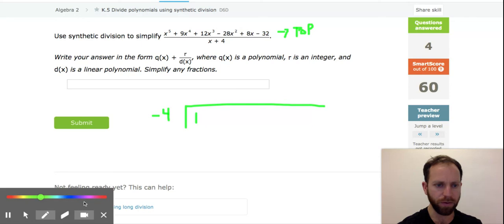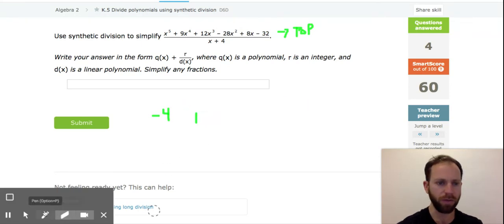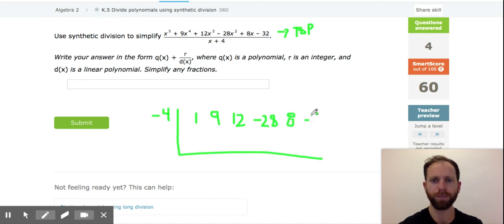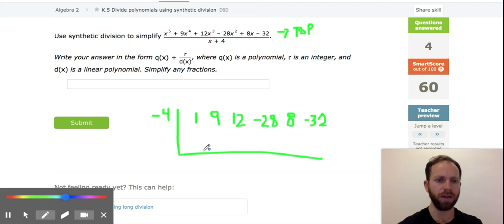Sorry, we are doing synthetic division, not long division. And we like to show that by writing this way. So the first coefficient's a 1, then a 9, then a 12, then a negative 28, then a positive 8, followed by a negative 32. Right? So same thing, go step by step.